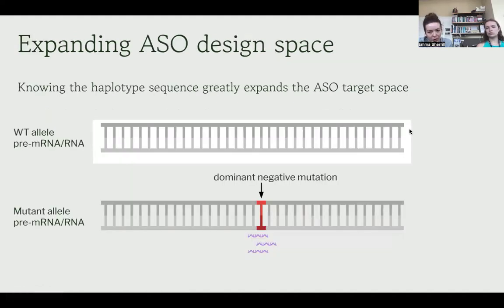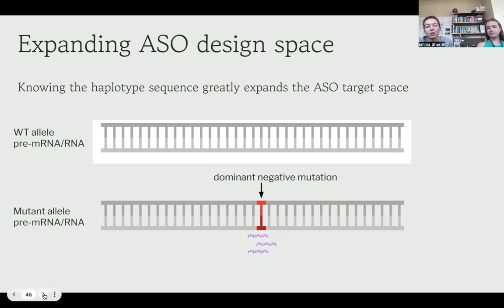So the white box is the wild type allele here, and below is the mutant allele. If we were to just design the ASOs against the dominant negative mutation itself, we would be limited to only being able to target this one region of the gene. The ASOs are usually around 20 base pairs, so you would have just that region from 20 base pairs to the left and 20 base pairs to the right.